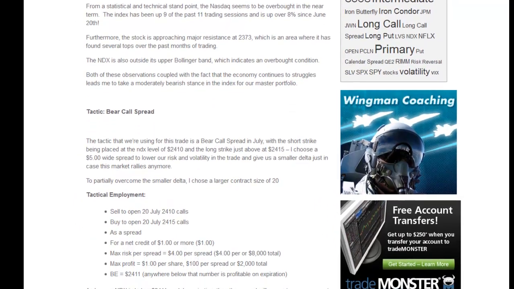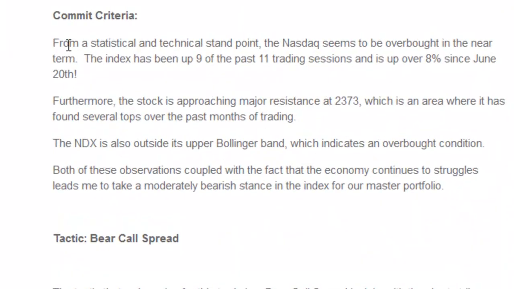Commit criteria. It's a term we use at Top Gun Options, which is a 3 to 4 sentence statement of why we're getting into this trade. We talked about our strategic mindset of being bearish. We selected our target of NDX. Well, from a statistical and technical standpoint, NASDAQ, like we talked about, a little bit overbought. The index has been up 9 of the past 11 trading sessions, and it's up over 8% since June 20th. So the past couple weeks, it's absolutely crushing it.